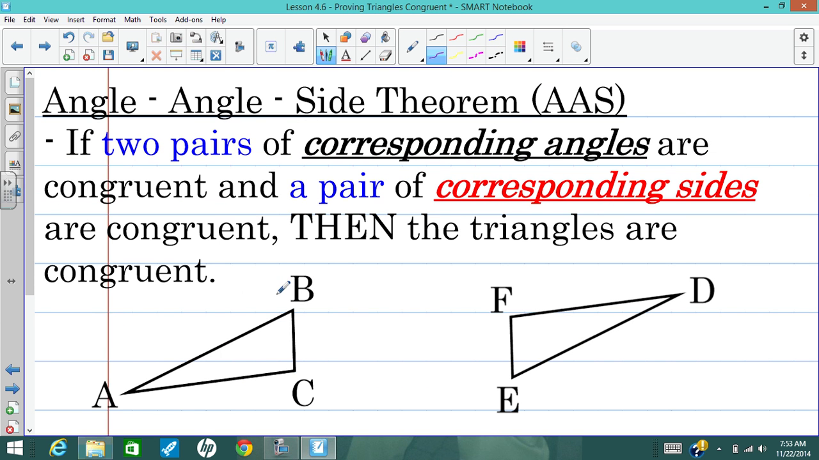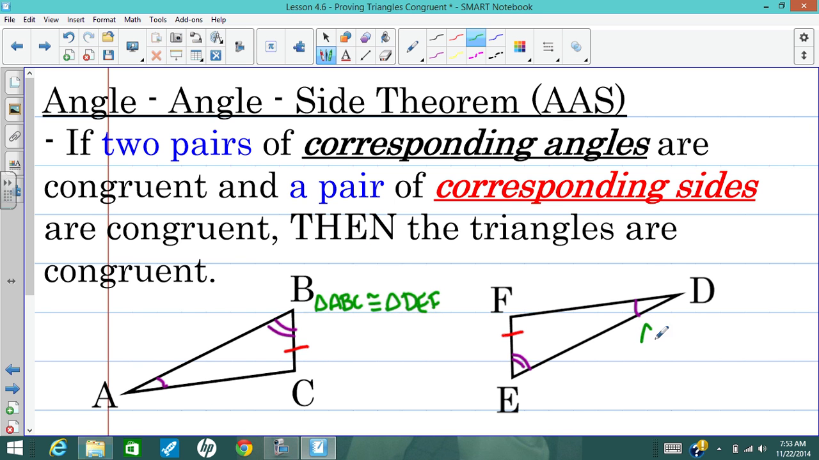Again, with the same triangles, I'm going to mark something different now. I'm going to mark two pairs of corresponding angles, and I'm going to mark a pair of corresponding sides. So if I have two pairs of corresponding angles, and I have one pair of corresponding sides in two triangles, and I know that those things are congruent to each other, then I have triangle ABC congruent to triangle DEF by the angle-angle-side theorem.